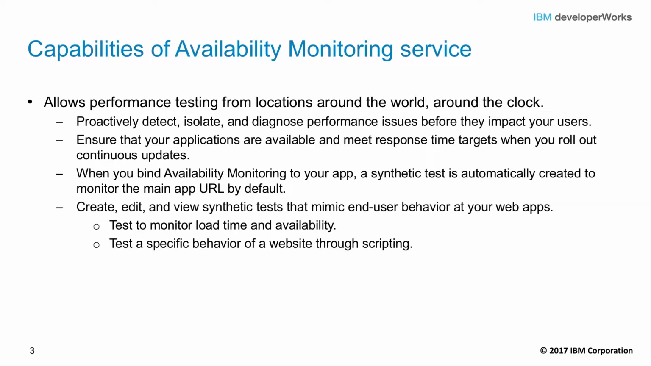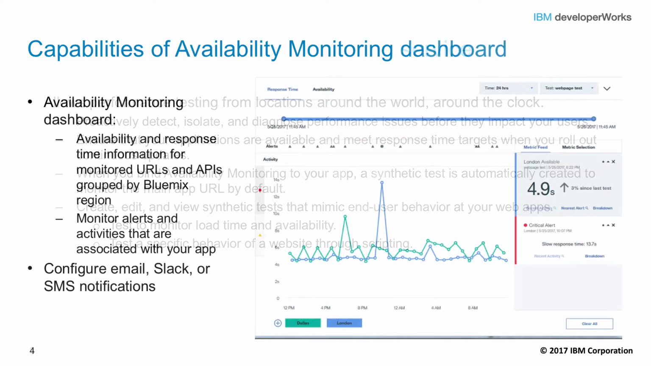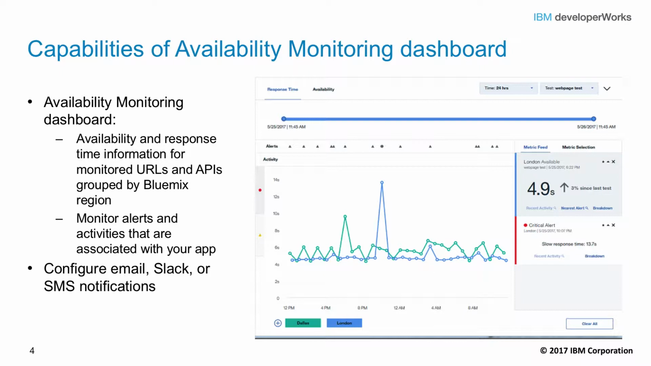When you configure availability monitoring, an initial synthetic test is automatically created to monitor the main application URL by default. You can customize and add further tests as needed. The Availability Monitoring service has a rich dashboard that displays availability and response time for monitored URLs and other scripted tests as seen from different Bluemix regions.